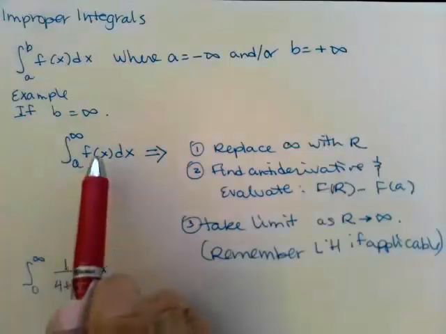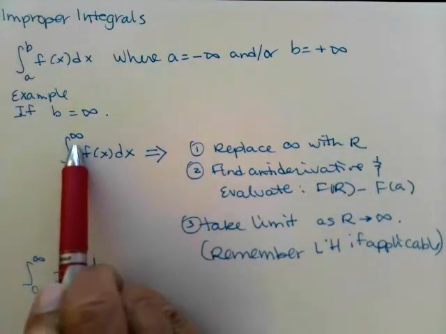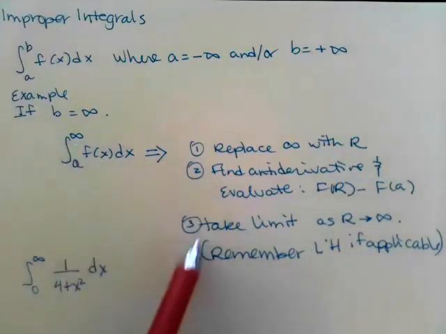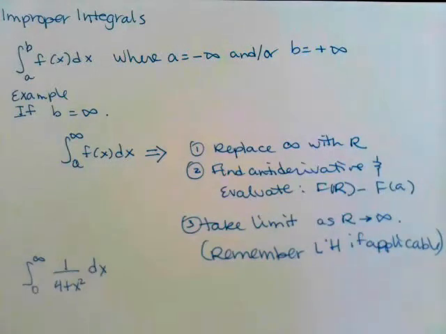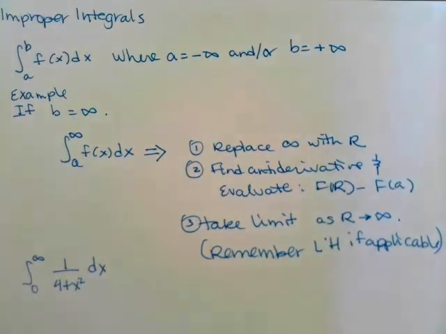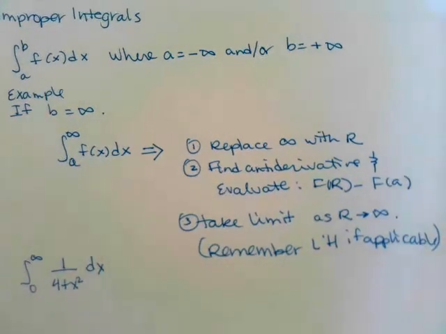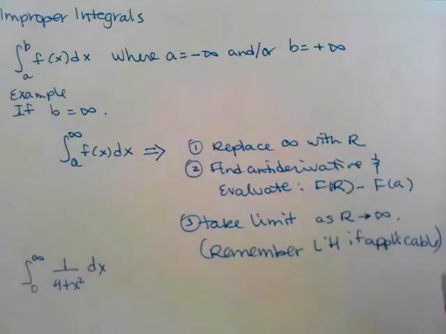So let me show you how it's going to work if, for instance, b is the positive infinity. So we would be integrating f of x dx from a, some number, to infinity. So what we're going to do is replace that infinity with an arbitrary letter. A lot of books use capital R. Then we're going to go about our merry way. We're going to find the antiderivative, and we're going to evaluate it top minus bottom. So capital F of R minus capital F of A.